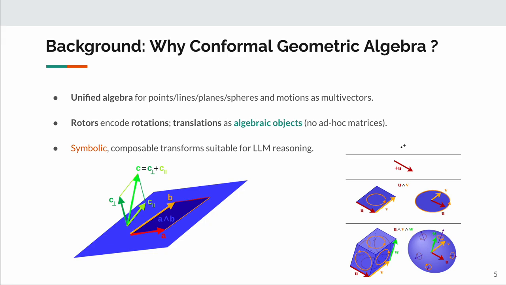So why conformal geometric algebra? In his seminal 1872 Erlangen program, Felix Klein introduced the revolutionary idea that the geometry is best explained by algebra, asserting that algebraic structures govern geometric shape. CGA, in brief, provides a unified algebraic language for points, lines, planes, spheres, and motions. Rotations and translations are both rotors, algebraic objects that compose neatly. This avoids ad hoc matrices and makes geometric reasoning symbolic, which is perfect for LLMs to manipulate.